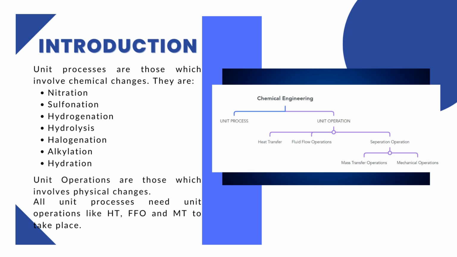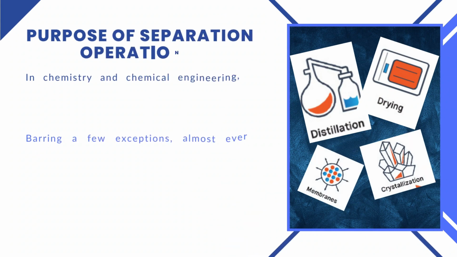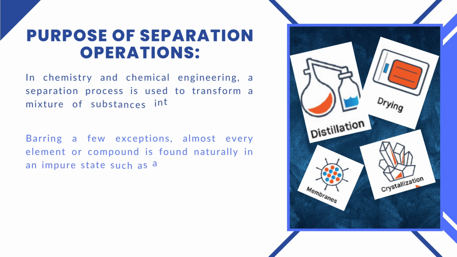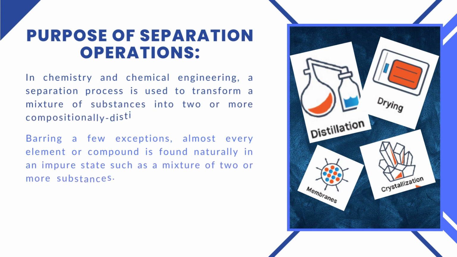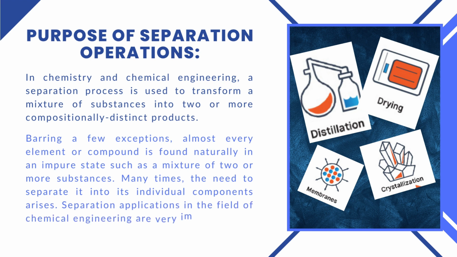Now we will be looking towards the purpose of separation operations. There are various mixtures of substances that need to be separated. Concentrating from the point of view of chemistry and chemical engineering, these mixtures have to be separated into different products based on their compositions. These compositions may be in terms of their concentrations. Except for a few elements or compounds, mostly every element or compound is found in its impure state. To understand this clearly, we can say that it contains impurities that need to be removed, or precisely, we can say that they need to be separated.